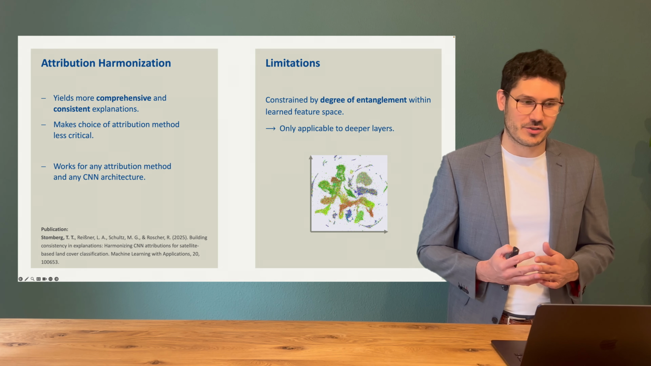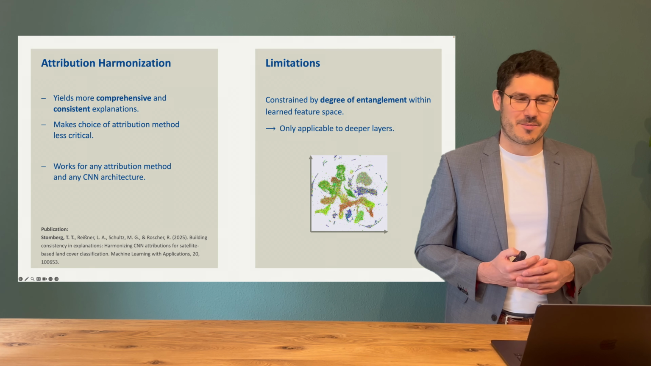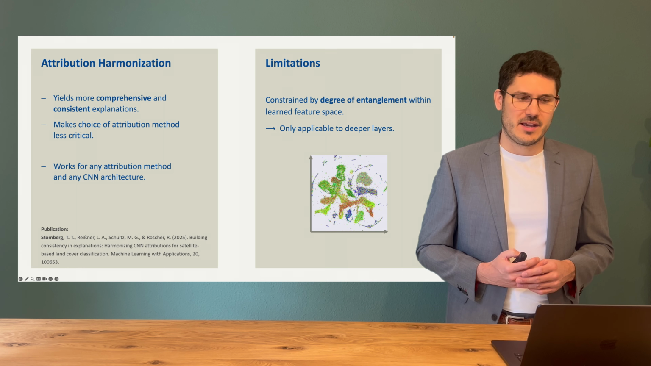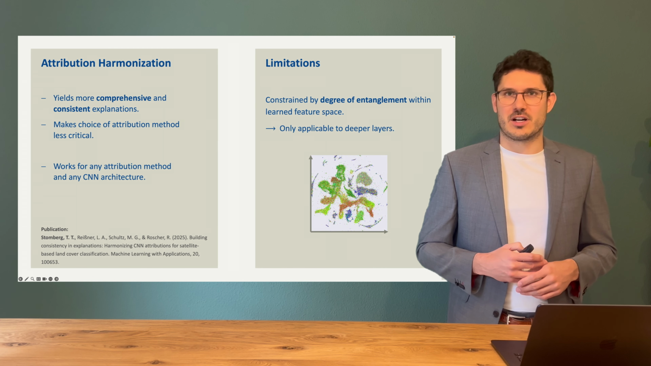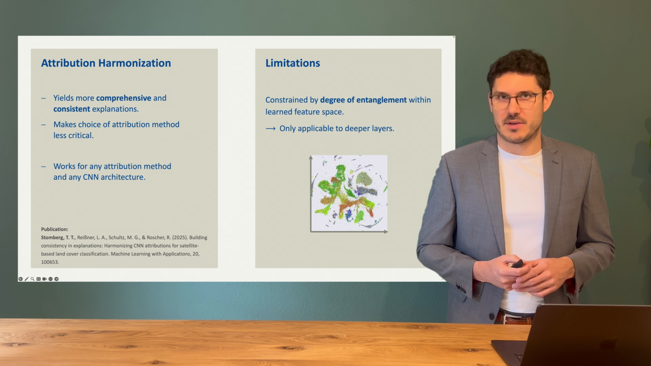There is one limitation of attribution harmonization, and that is that it is constrained by the degree of entanglement within the learned feature space. Therefore, it is only applicable to deeper layers, but for shallow layers, the outputs would be misleading.